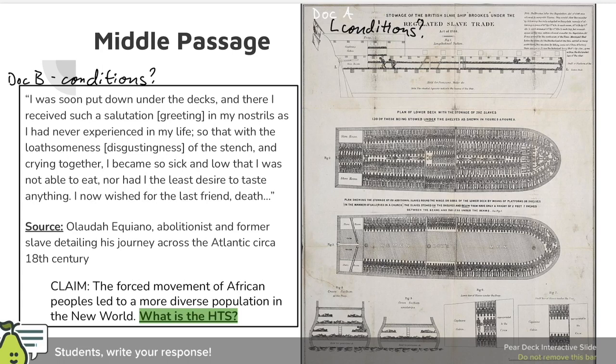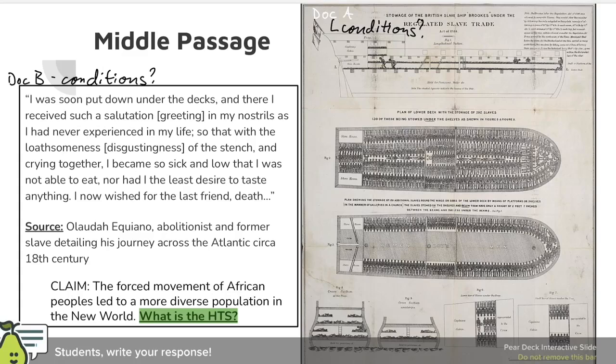But even if you don't know what that word means, you can still summarize the rest of the document without knowing every word. As I'd never experienced in my life, so that the loathsomeness, the terribleness of the stench and crying together, I became so sick and low that I was not able to eat, nor had I the least desire to taste anything. I now wished for the last friend, death. So again, a very negative account of the conditions of the Asiento, much like we see in source A.